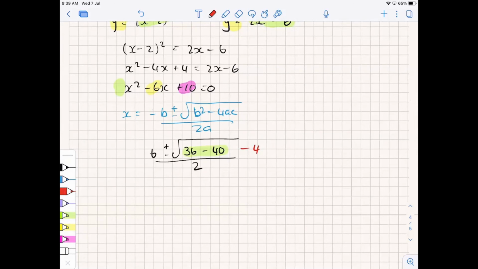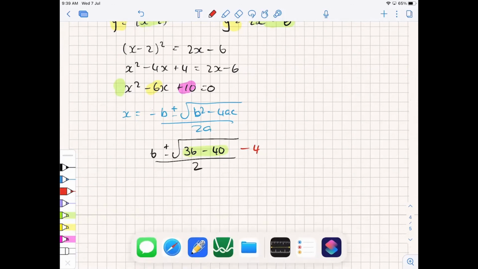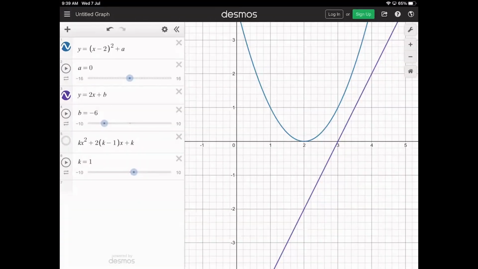So in other words, there's no value for x where these two will ever be equal to each other. And visually, you can clearly see why. I mean, the two graphs don't go anywhere near each other. They will never go near each other, okay?